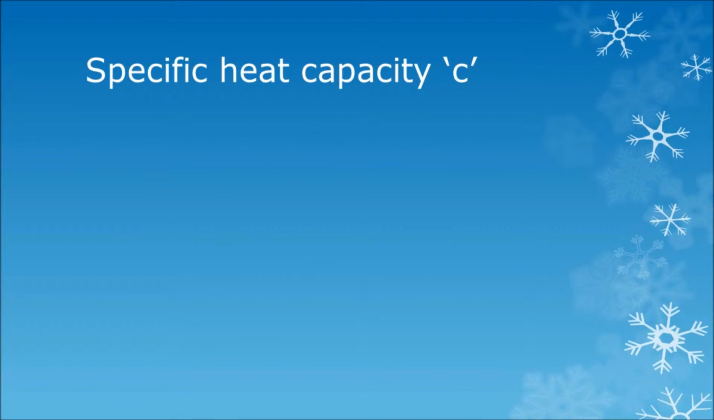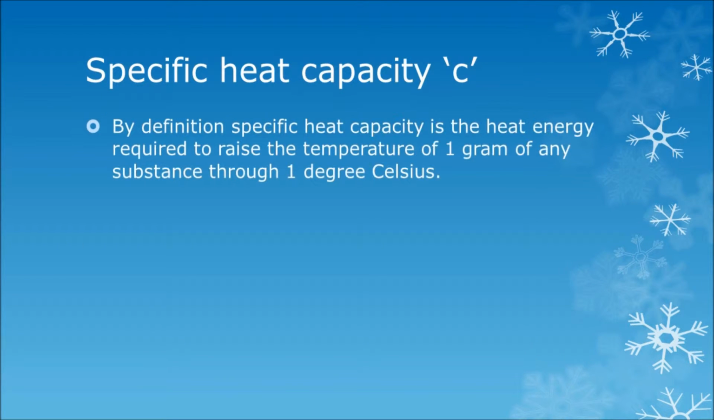What is specific heat capacity? By definition, it's the heat capacity or the amount of heat energy required to raise the temperature of 1 gram of any substance through 1 degree Celsius. So if you want to heat 1 gram of water, to be more precise, from 0 degrees to 1 degree Celsius, how much energy is required? That quantity is what we refer to as specific heat capacity. It can be from 0 to 1 degree Celsius, or it could be from 25 to 26 degrees Celsius. The difference is 1 degree Celsius, irrespective of the temperature at which you are.